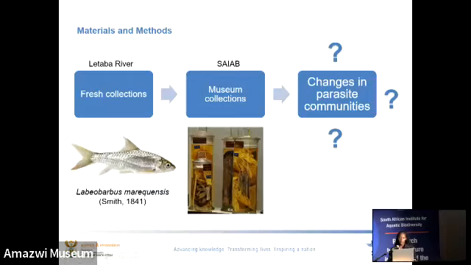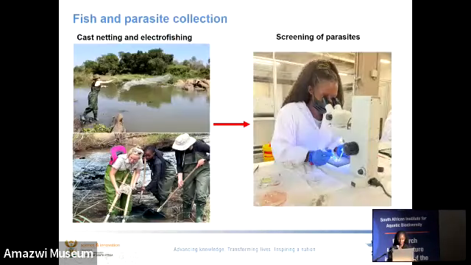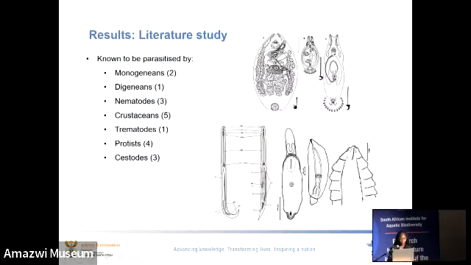These two collections will enable us to know whether we should buckle up for more parasite outbreaks or if we are actually losing parasite diversity. L. marequensis from the Letaba River were caught using cast netting and electrofishing. Individuals were humanely killed using blunt force trauma followed by severance of the spinal cord, and there was an internal and external screening of parasites.